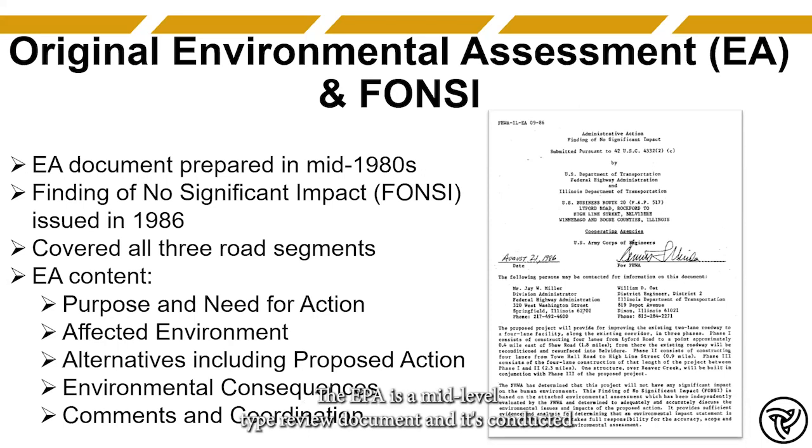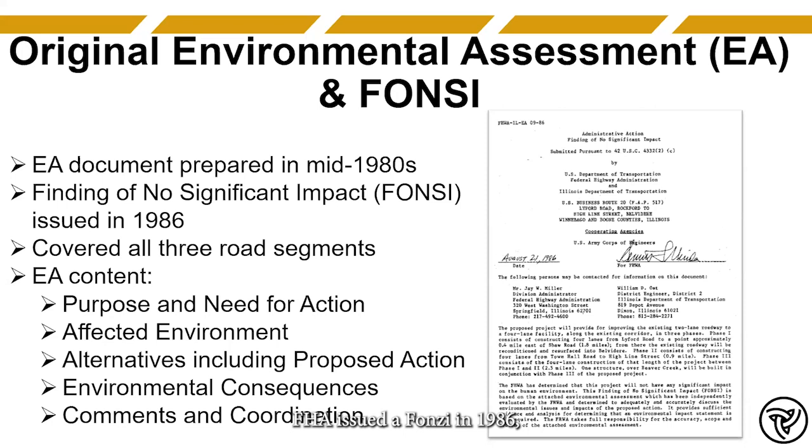The EA is a mid-level type review document, and it's conducted when it is unknown whether a project will have significant impacts. If there are no significant impacts, then the federal agency issues what they call a finding of no significant impact, or a FONSI for short, and the project can proceed. If it does identify significant impacts, then an environmental impact statement must be prepared, and that's a higher level review document.